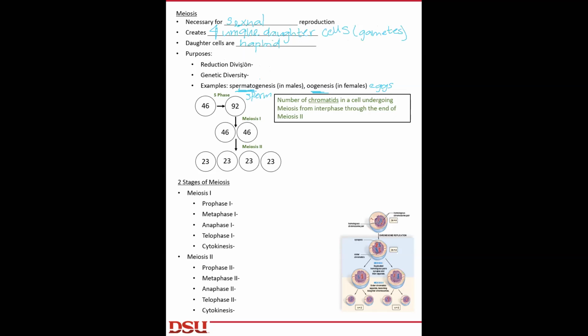Purpose. So the first one is called reduction division. It's pretty basic and straightforward. The cells are dividing like they are in mitosis, but in that division process, they're reducing the number of chromosomes from their diploid number to haploid.